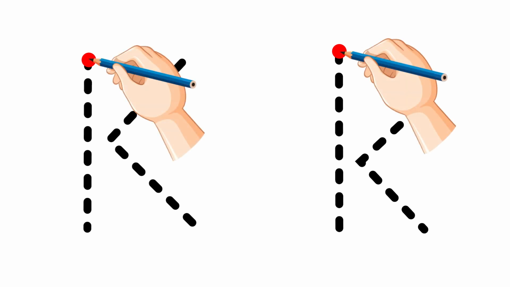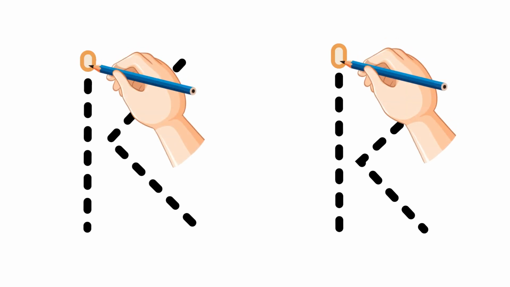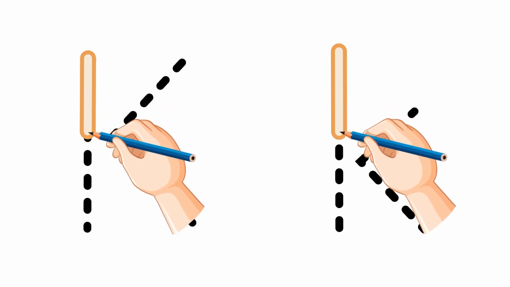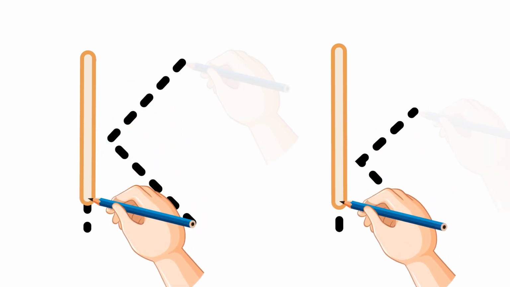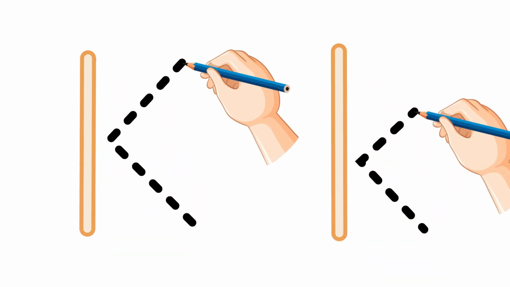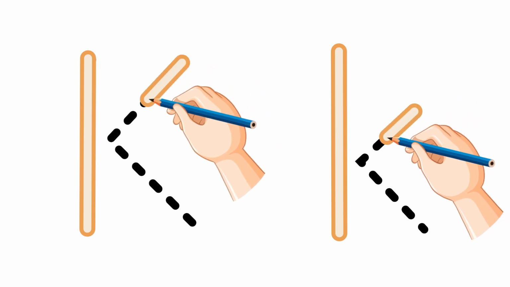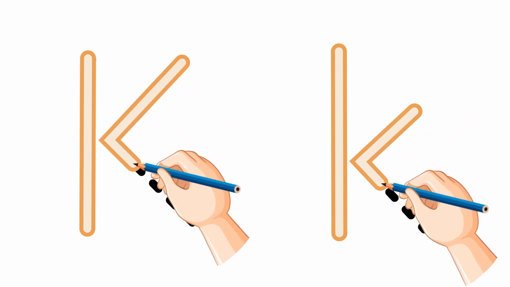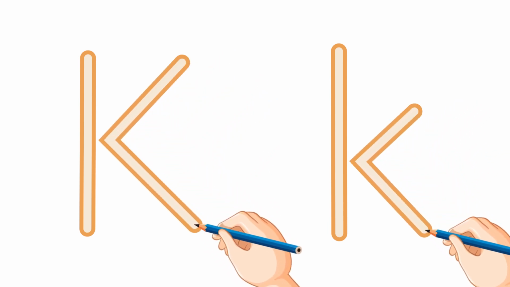Let's learn to write letter K. It's very easy. Can you see the red dot? Place your pencil on the red dot and move it on the other dots. It is very easy. Now, practice to write capital and small letter.